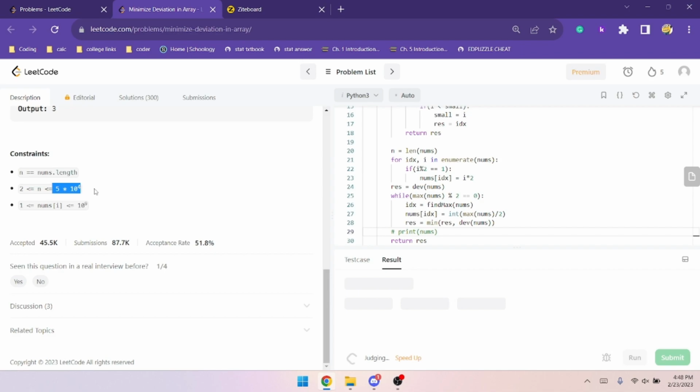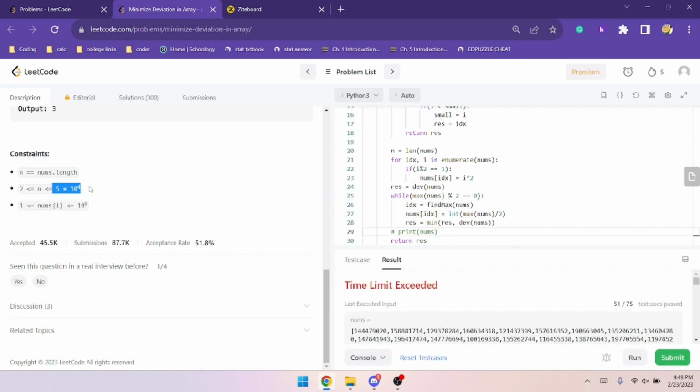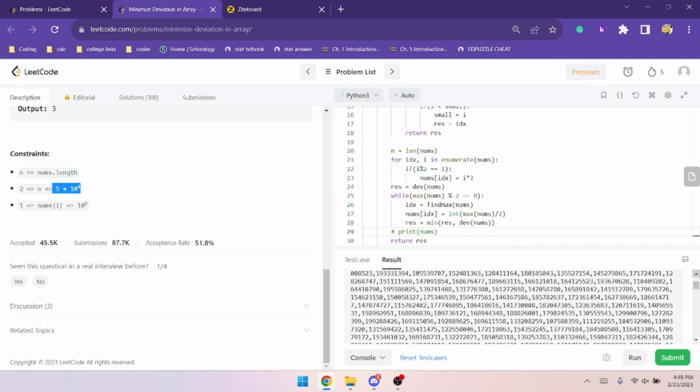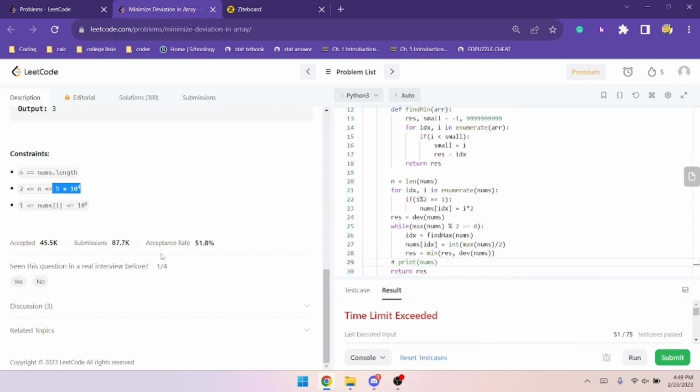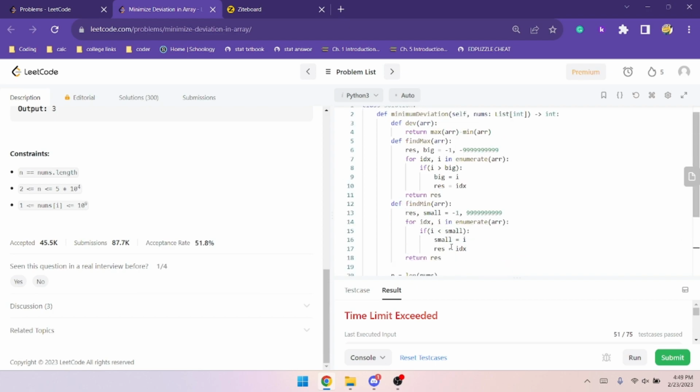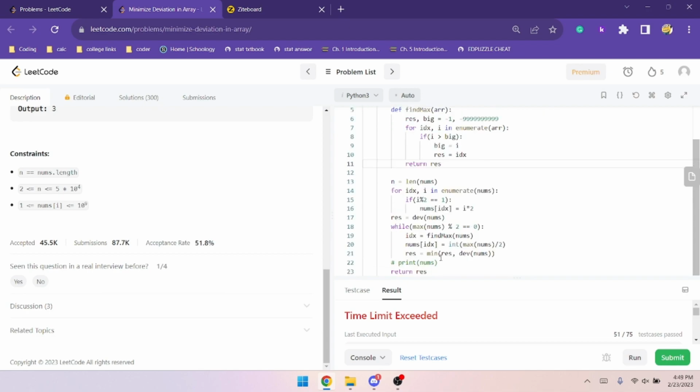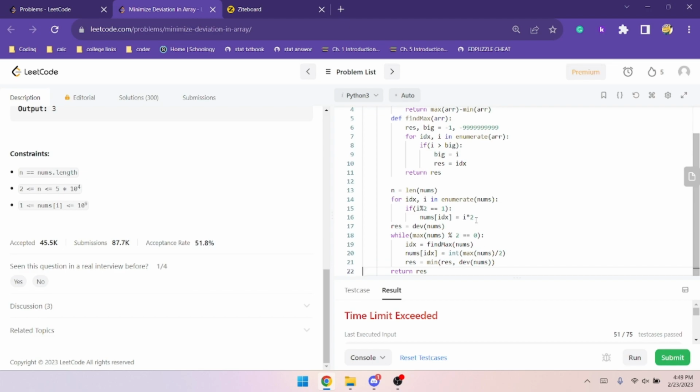I think 10 to the 5 is definitely not n squared. So 10 to the 4 probably will not run in n squared. Okay, we got time limit exceeded, which is expected. We actually expected this. How's the acceptance rate so high? I guess I'm just bad. But we need to speed up this find max function. We no longer have a need for find min. So we need a faster way of doing find max.